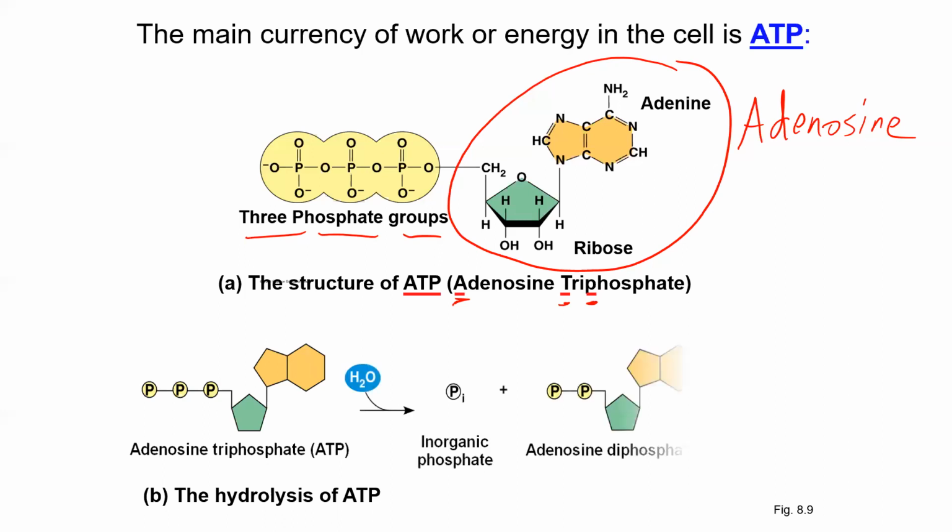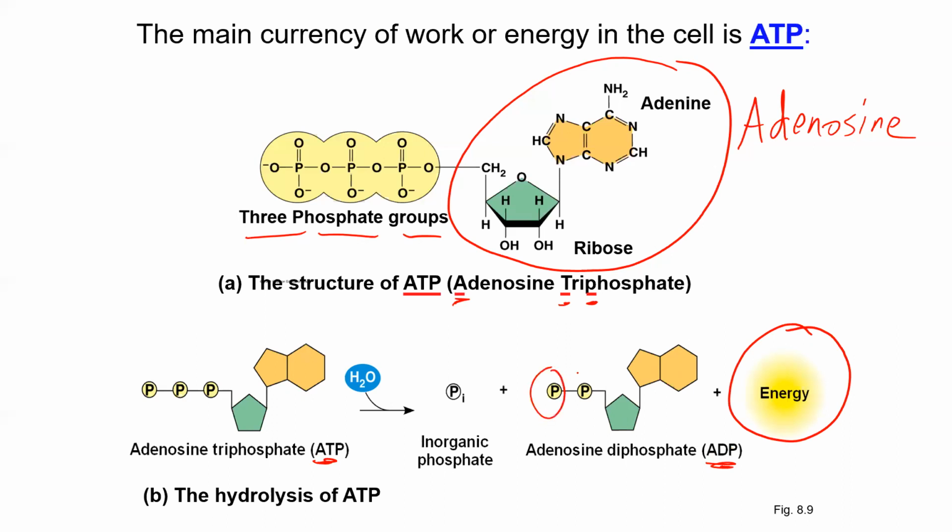When it breaks down and it loses a phosphate, it releases energy. And this is kind of the key thing going on here. So we're going to come back to ATP and talk about it a lot later. Like I said, after the midterm, we're going to talk more about energy. But you can see that ATP is broken down into ADP. The D is for di because it only has 2 phosphates.